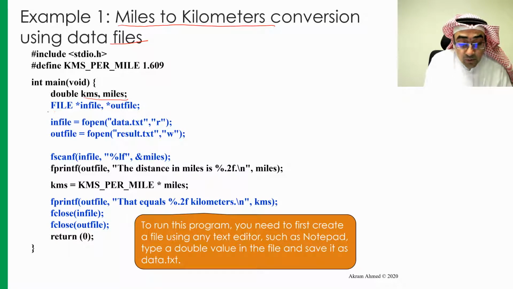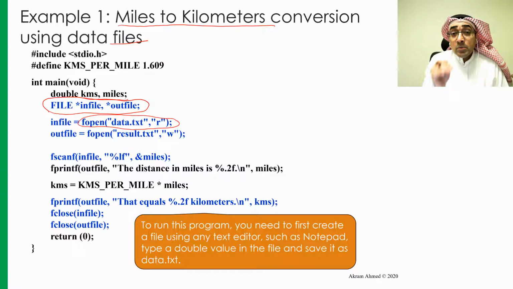Now notice, this is the new thing. Files, in file and out file. We declare two file pointer variables, in file and out file. Then we're going to open the first file, data.txt. The data.txt is the file that has the number that we want to convert to miles, okay? That's why we're going to open it for read.